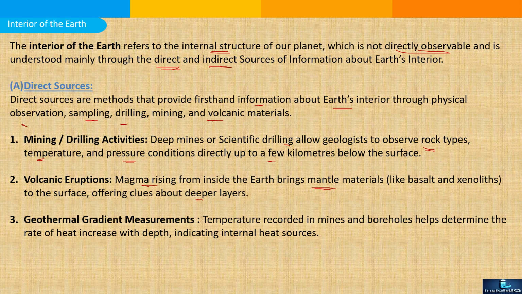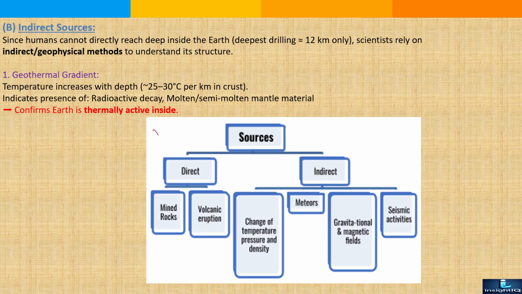Next is geothermal gradient measurement. Temperature records in mines and boreholes help determine the rate of heat increase with depth, indicating the internal heat source. As we go from the surface of the Earth to the inside, the pressure and temperature also increase. This is a graphic representation as we discuss the sources that help us understand the Earth's internal structure: direct sources like mined rocks and volcanic eruptions, and in the indirect way, changes of temperature, pressure, and density, meteors, gravitational and magnetic fields, seismic activities, and so on.